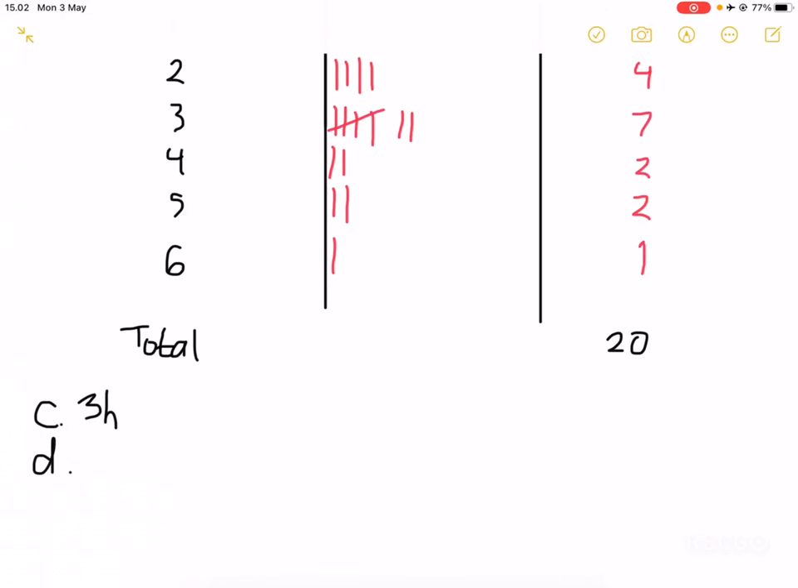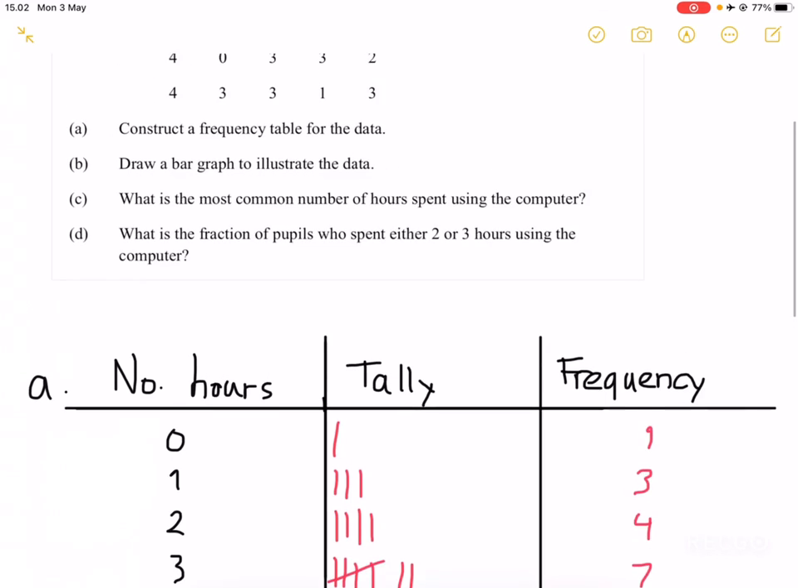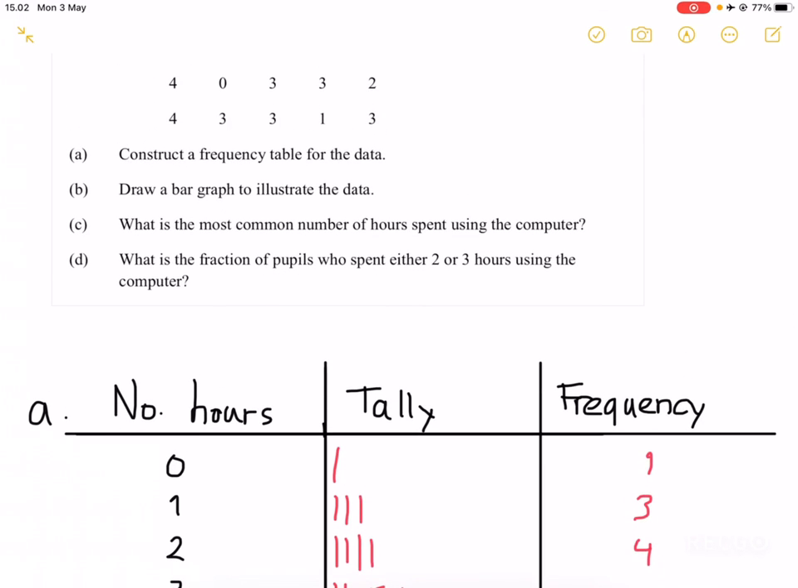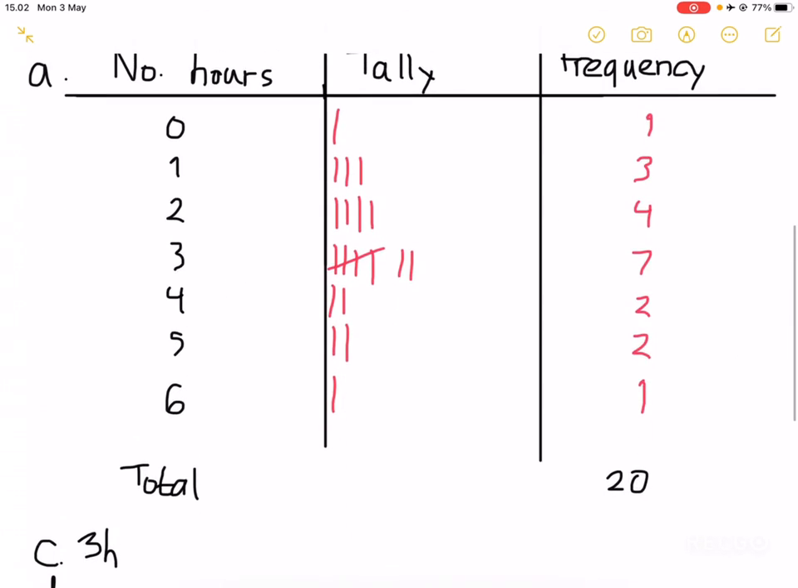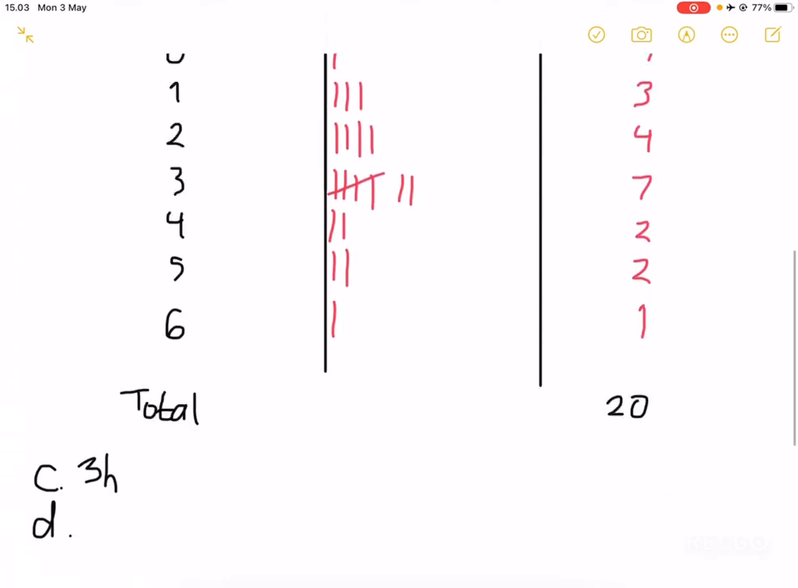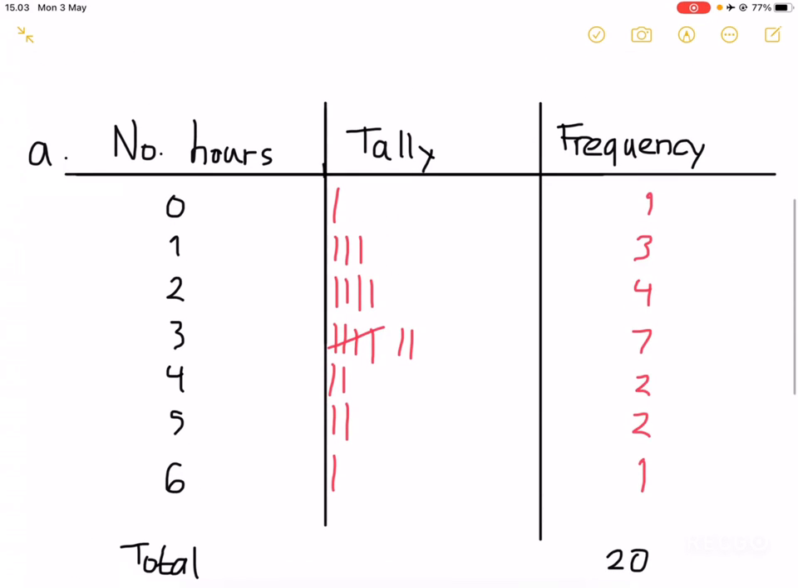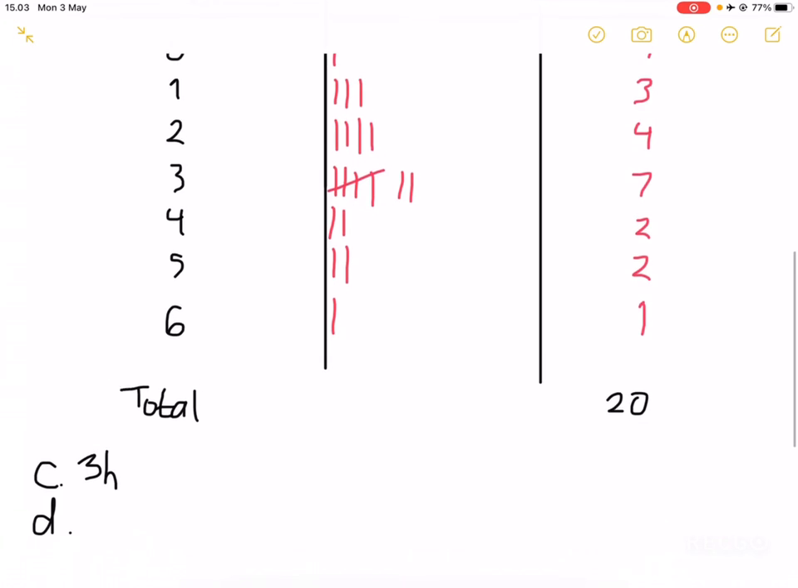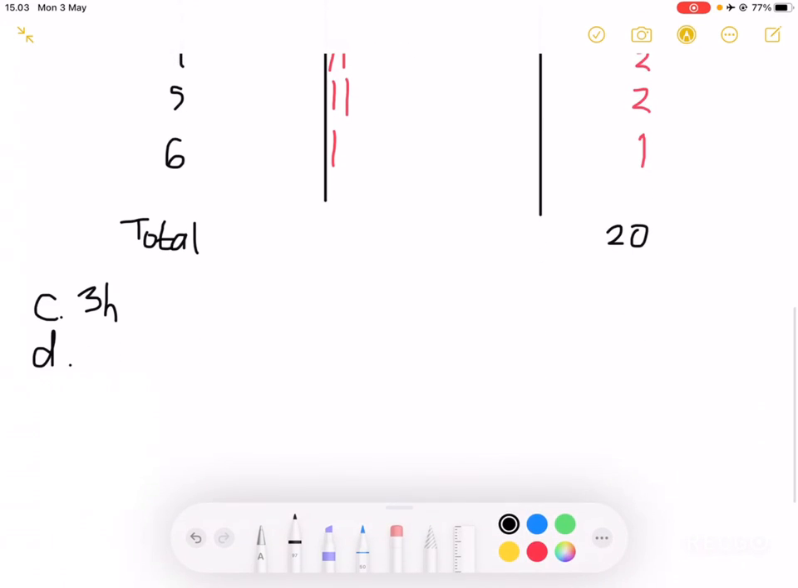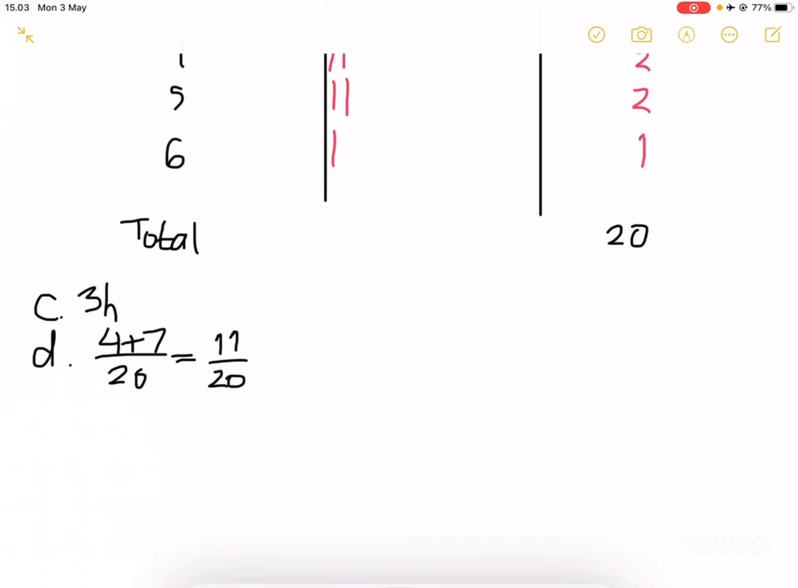Next, and finally, I should say, we need to find the fraction of pupils who spend either 2 or 3 hours using the computer. Well, that will be the sum of the frequencies for 2 or 3 hours, which will be 4 plus 7, and the denominator will be 20, which will give us an answer of 11 over 20.